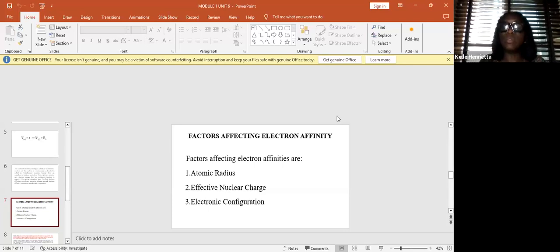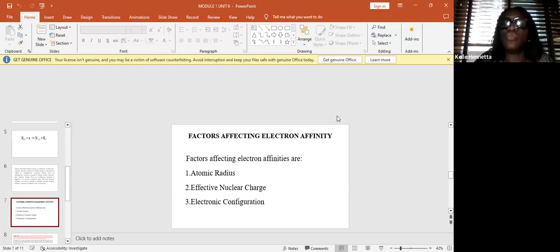Then the ones that are almost filled up, the electron affinity is equally not much. So that's that about electronic configuration. Once the valence shell has enough electrons, it will not allow any incoming electrons. So the electron affinity will be 0 or very, very less. So that's that about the factors affecting electron affinity.